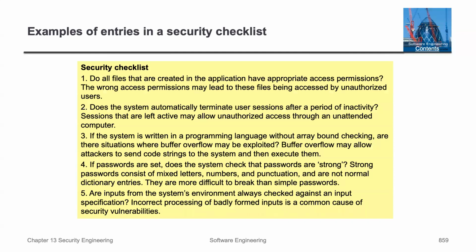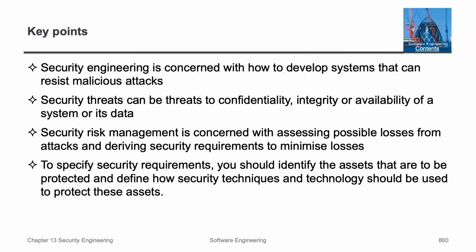So I won't get into this, but here's examples of entries in the security list that you can be thinking about. And then just to finish up, a few key points. Security engineering is concerned with how to develop systems that can resist malicious attacks. Security threats can be threats to confidentiality, integrity, or availability of a system or its data. And security risk management is concerned with assessing possible losses from attacks and deriving security requirements to minimize losses. To specify security requirements, you should identify the assets that are to be protected and identify how security techniques and technology should be used to protect these assets.